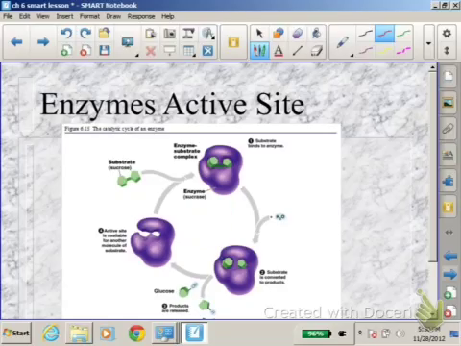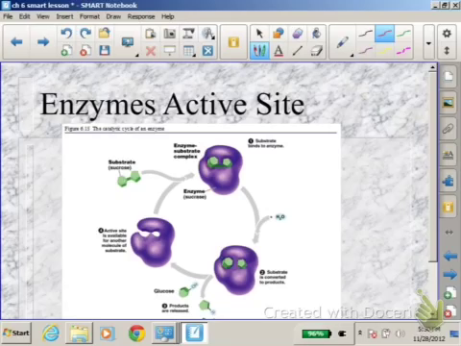Okay, here's a better diagram than my drawing. You can see here in step 1 it says the substrate binds to the enzyme. So here's the enzyme called sucrase. Alright, and here's the substrate. It's going to bind together, and when it does, we start a chemical reaction.